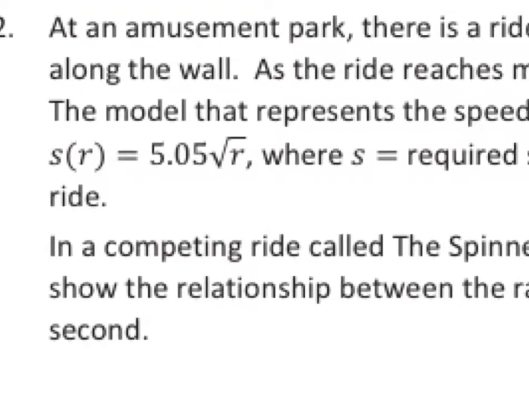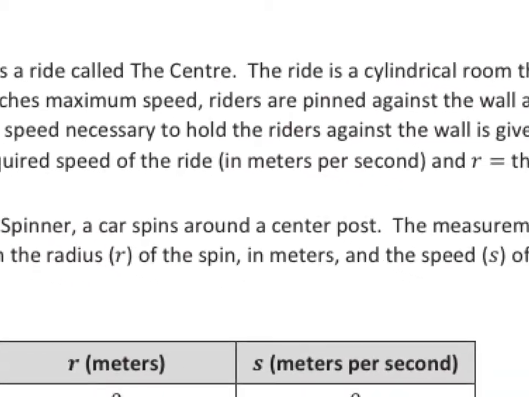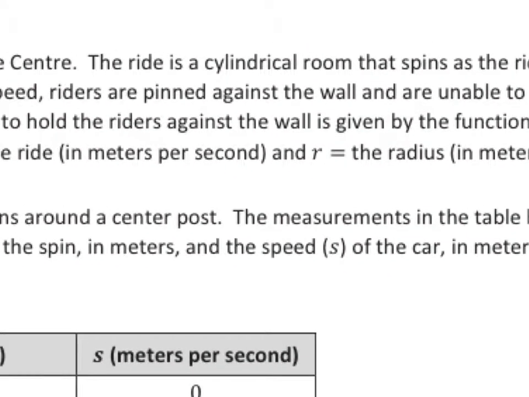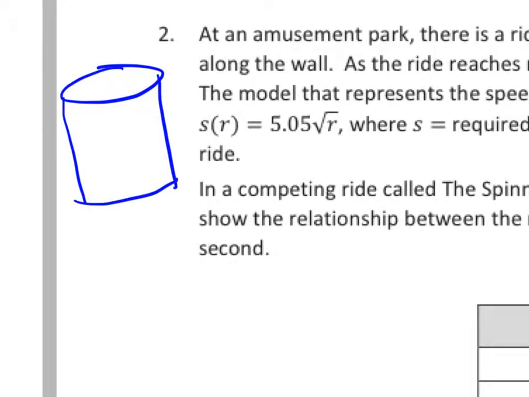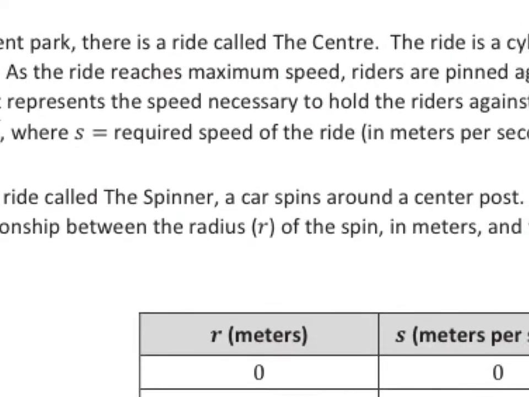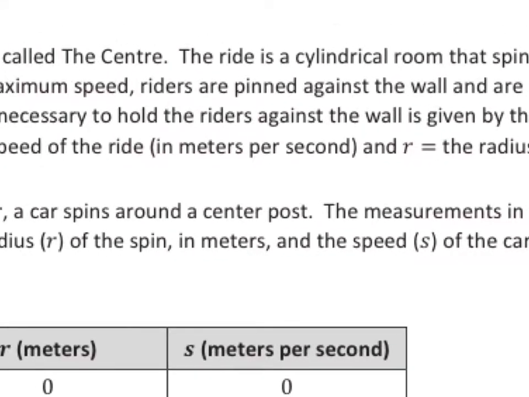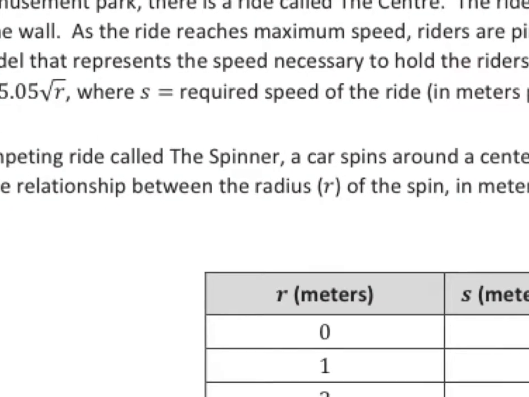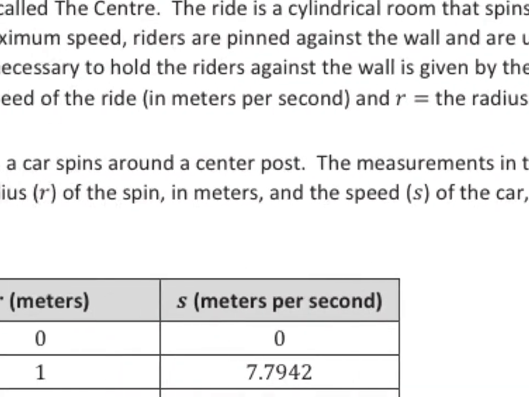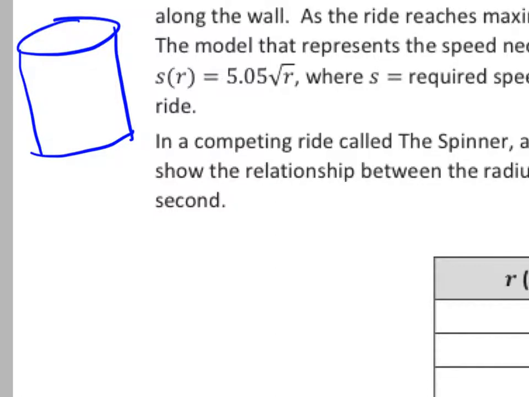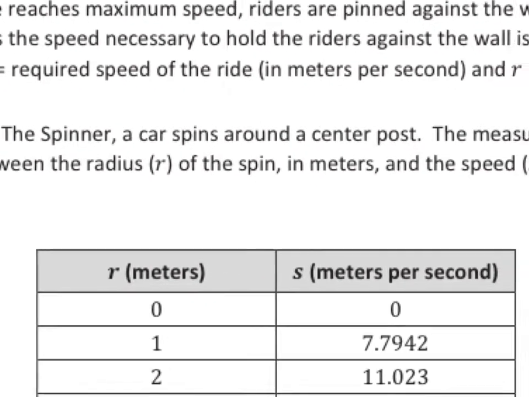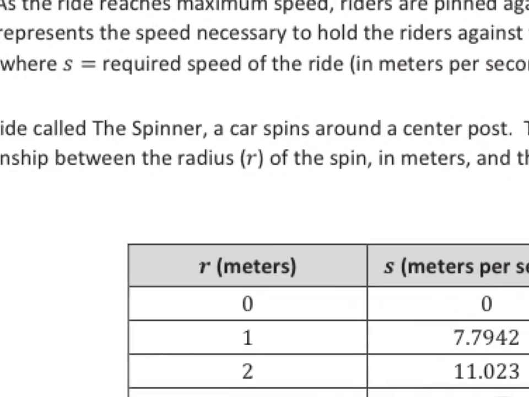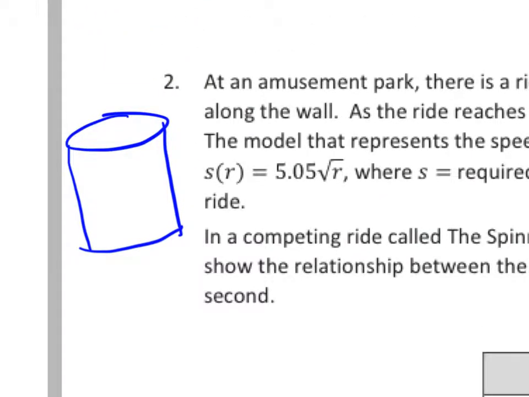At an amusement park, there is a ride called the Center. The ride is a cylindrical room that spins as the riders stand along the wall. Cylindrical means this, kind of like a can. As the ride reaches maximum speed, riders are pinned against the wall and are unable to move. The model that represents the speed necessary to hold the riders against the wall is given by the function S of r equals 5.05 times the square root of r, where S equals required speed of the ride in meters per second, and r equals the radius in meters of the ride. So radius in terms of r, if you're in this ride, we have 4 for the radius on that.